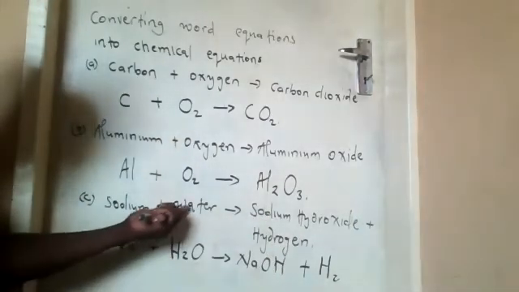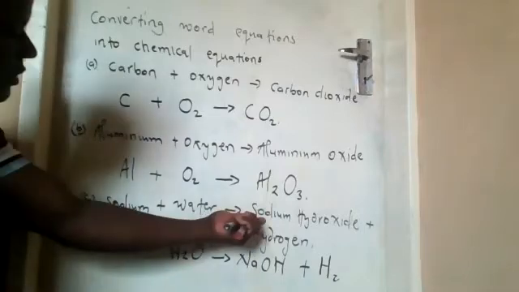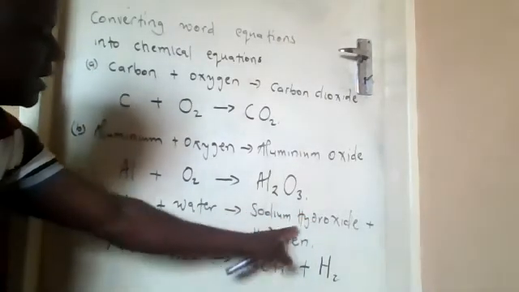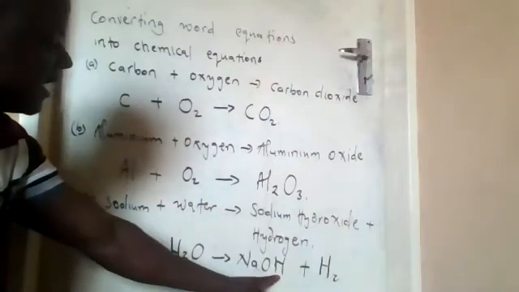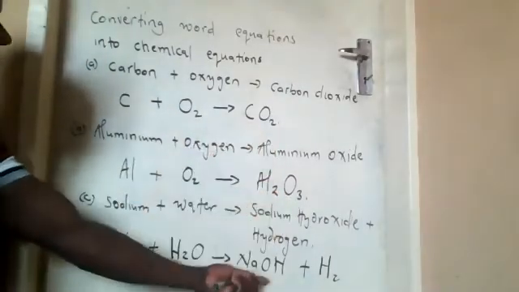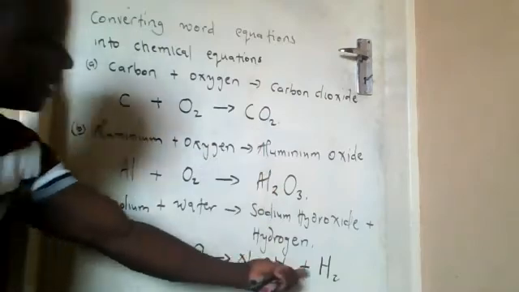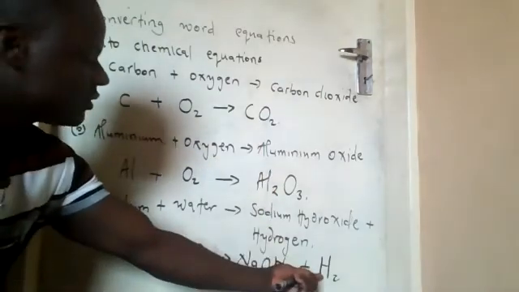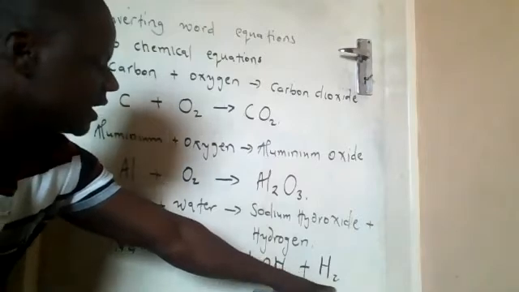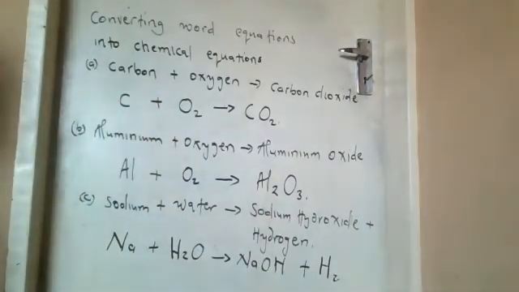Sodium is Na, water H2O, sodium hydroxide, sodium Na, valence 1, hydroxide OH, valence 1. That's why we have not put any of the subscripts like the way we did above. Then hydrogen is H according to the symbol in the periodic table, but this is a diatomic element. That's why I have put a 2 as a subscript. That is how you can deal with this.